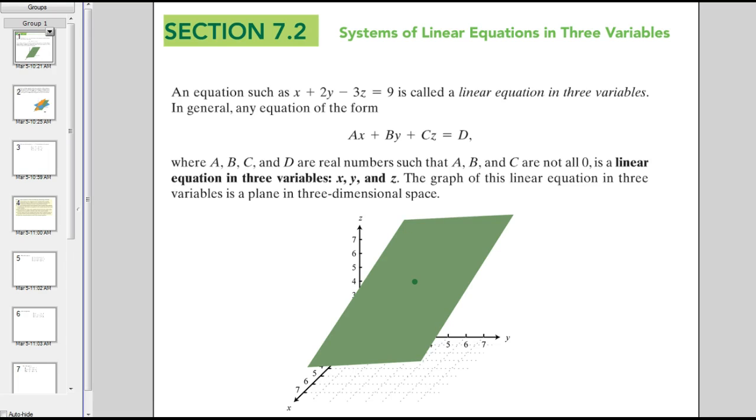Hello, Wednesday 1 class. This is your notes for section 7.2, part 1. This is systems of linear equations now with three variables.